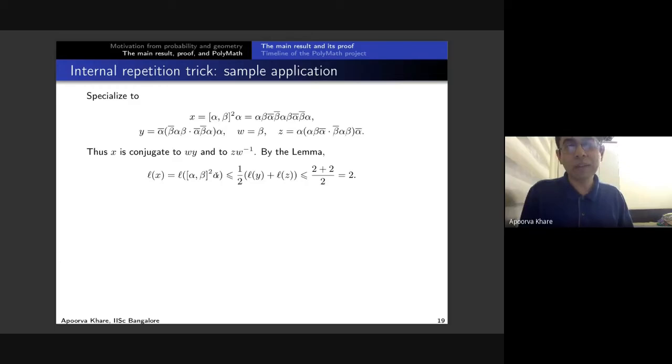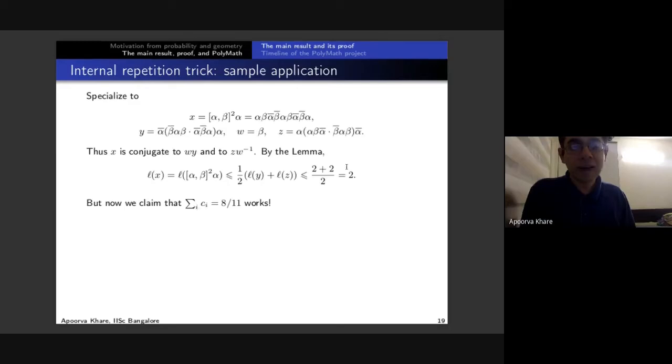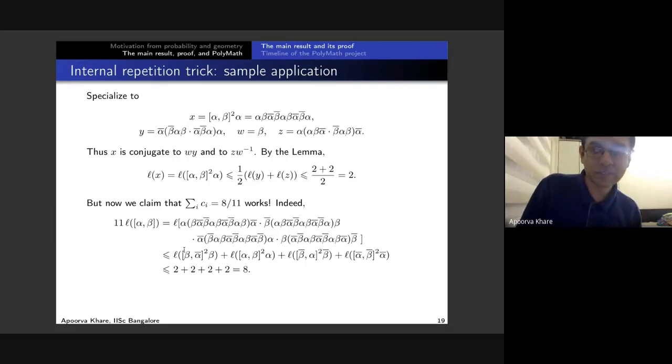Just from the lemma. And now I claim that 8 over 11 works. So earlier I had 0.816, but now this is 0.72. Indeed, how do you prove that? The same way as we did 4 over 3. You multiply 11 times the length of the commutator. That's the length of this to the 11. That's a 44 element string. I write it down as 11 elements times 11 elements times 11 times 11.